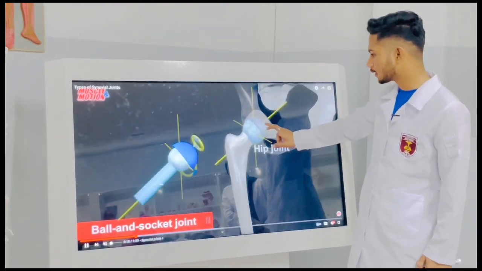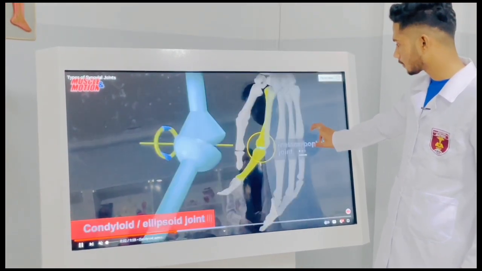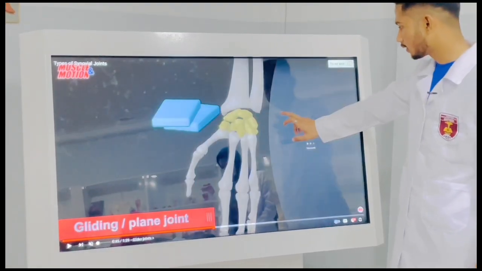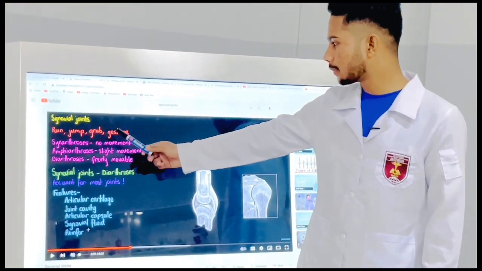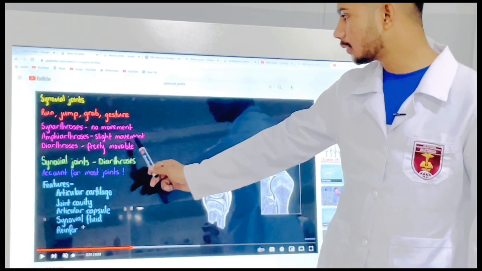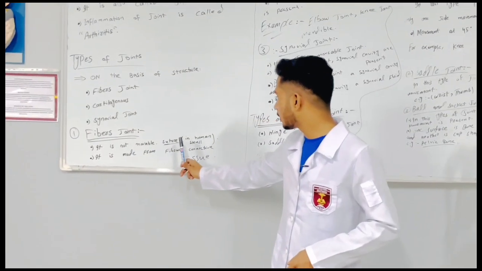Hip joint. Wrist joint. Synovial joint: run, jump, grab, gesture. Synarthrosis: no movement. Amphiarthrosis: slight movement. Diarthrosis: freely movable. It is not movable.